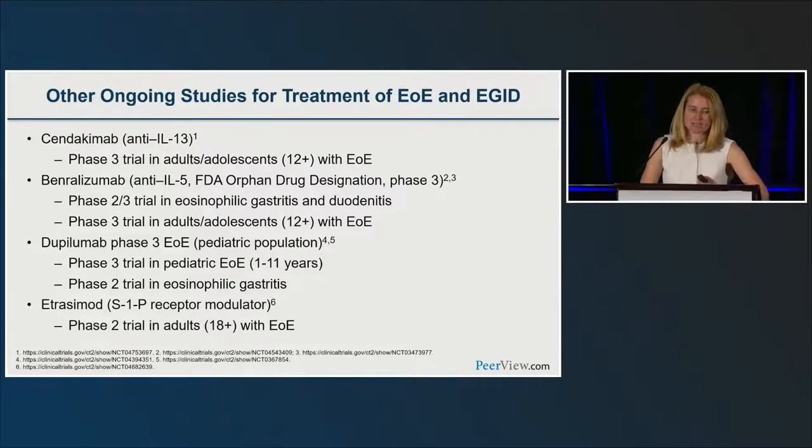So just to highlight other studies that are ongoing. As I said, this cendakimab is currently in a phase 3 trial for 12 and up. There's benralizumab, which is anti-IL-5. The Dupixent phase 3 in the pediatric population just ended and released their preliminary data. And then there's also a small molecule inhibitor, etrasimod, which is an S1P receptor modulator.